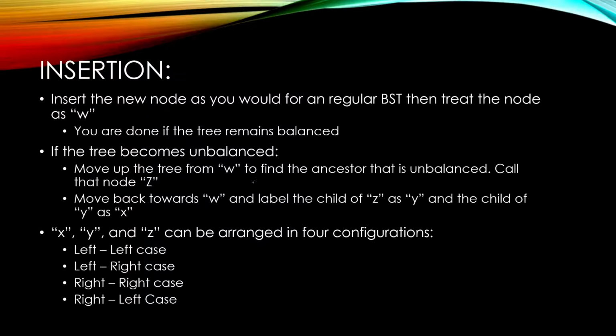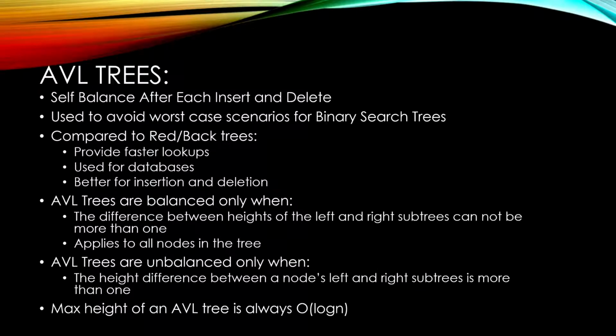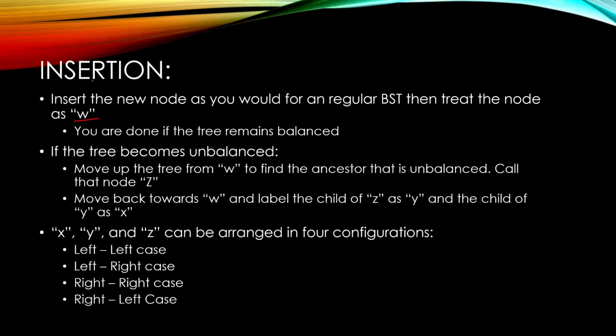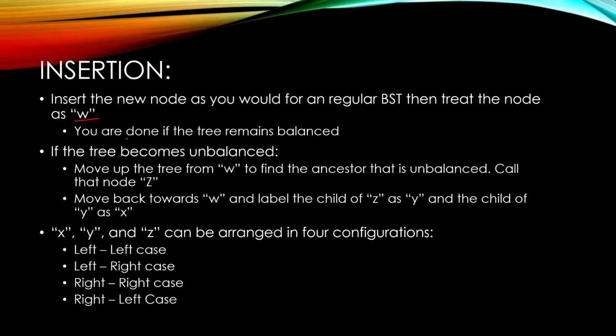Which brings us to our next slide, which is insertion and what to do when that causes an issue. So treat the node that you just inserted as W. So back here, 2 would be considered W. And in this sense, when 7 was added, you would treat 7 as W, but since it didn't unbalance the tree, you were done there.